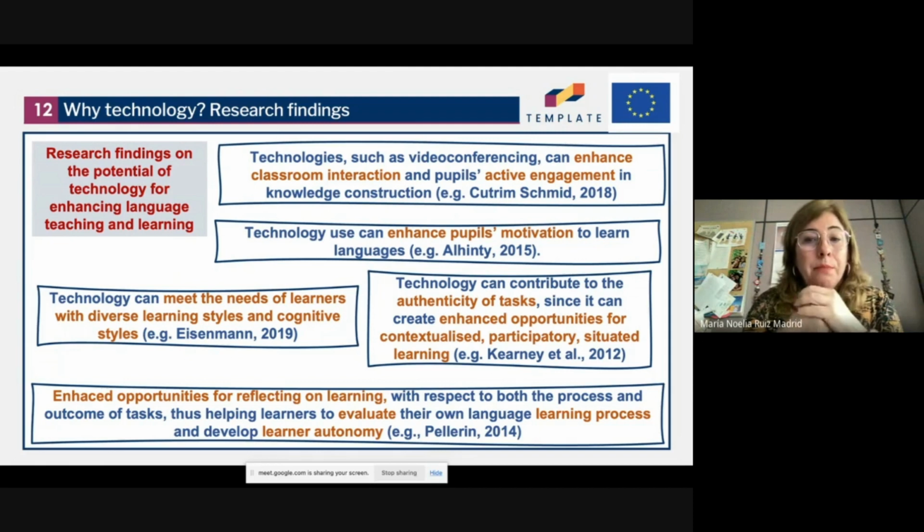Here are some aspects, for example, active engagement of students, motivation. We could consider authenticity, the authentic materials. We can also promote learner autonomy, or respond to the diverse learning styles and cognitive styles that are present in our classroom. So the potential that technology has to design and revisit our language learning and teaching is dramatic, as you can see here.